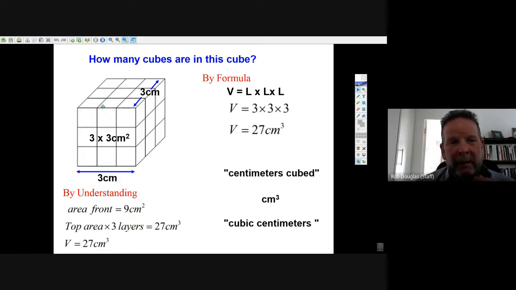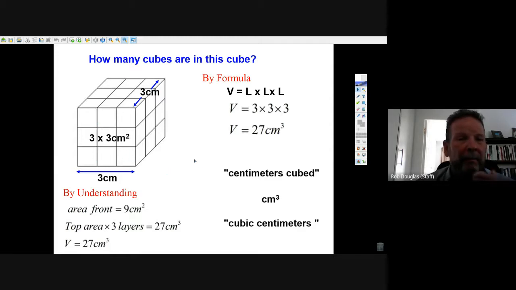shape that has a square on one side. In fact, it has a square on every side. Every dimension of the cube is exactly the same. The length, the width, the height, the three dimensions are exactly the same. Let's just take a look at this one.